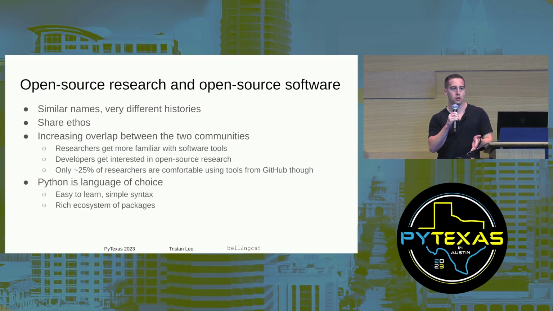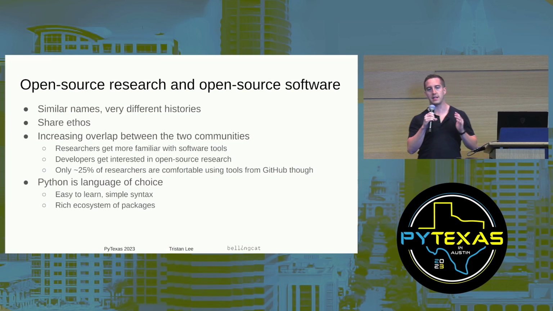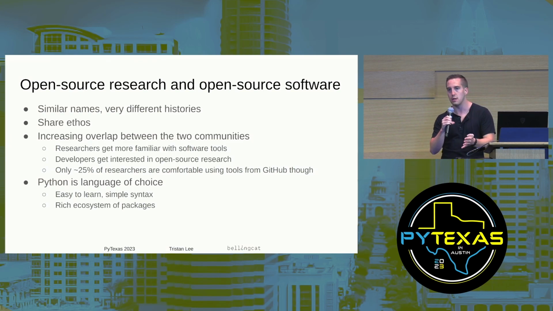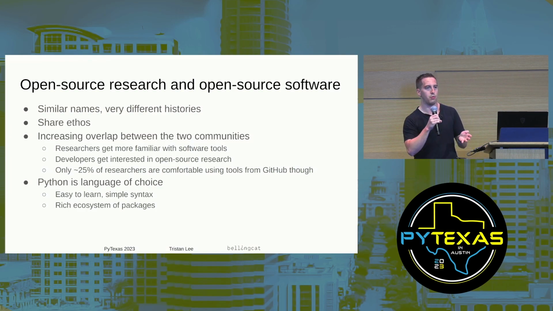Bellingcat surveyed researchers and found that only about a quarter of them are comfortable using software tools from sites like GitHub. And that tells us that there's a lot of opportunities, both for education and for making tools more accessible and easy to use.